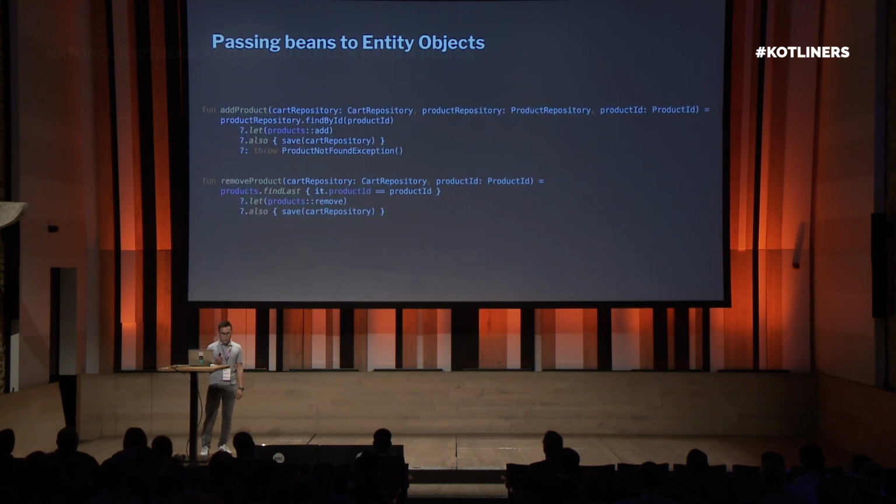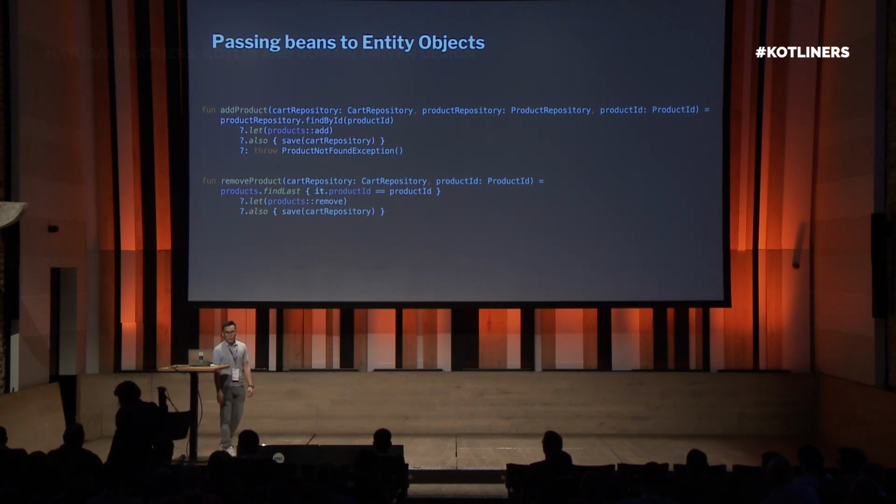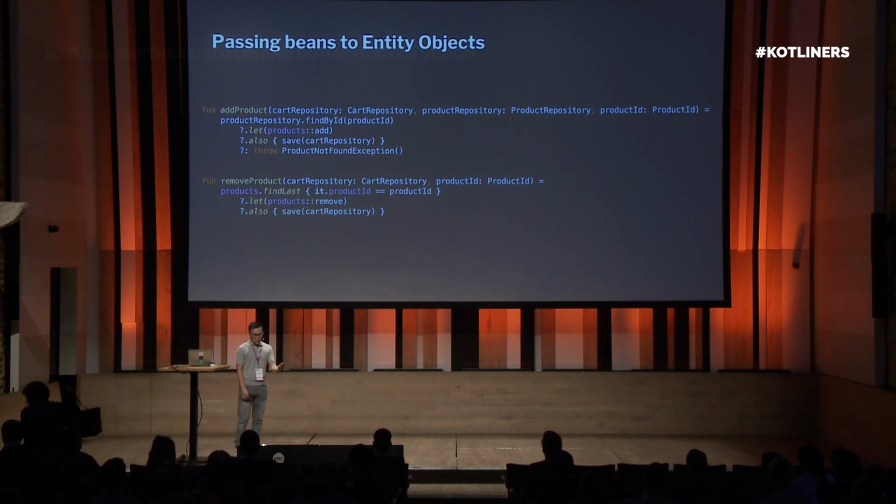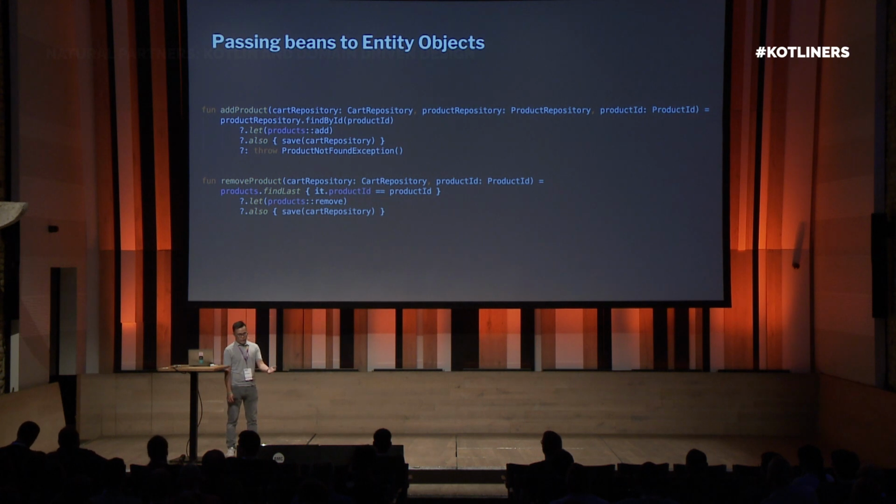If you want to have a look at how add product and remove product look inside, it's pretty simple. We get the product from the product repository, add it to the list of products and save it to the cart repository. If nothing is found, it throws a product not found exception. Same with remove: we try to find the product, and if it's there, we remove it from the list and then save it to the repository.